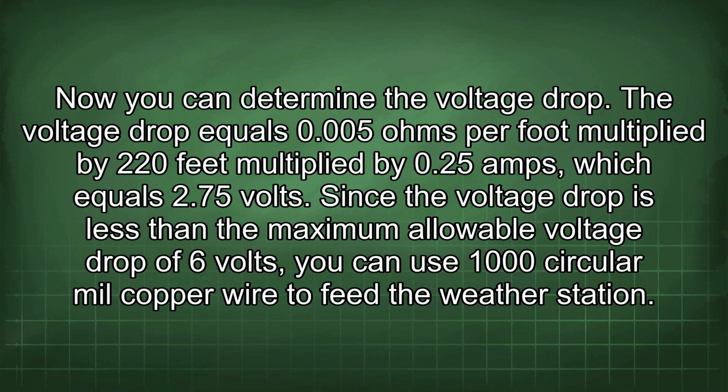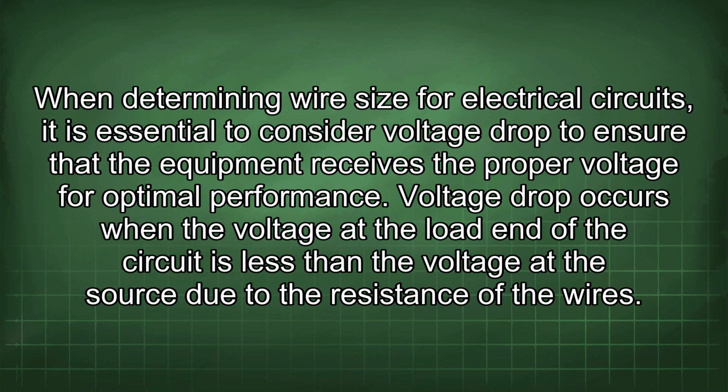Now you can determine the voltage drop. The voltage drop equals 0.5 ohms per foot multiplied by 220 feet multiplied by 0.25 amps, which equals 2.75 volts. Since the voltage drop is less than the maximum allowable voltage drop of 6 volts, you can use 1000 circular mil copper wire to feed the weather station. When determining wire size for electrical circuits, it is essential to consider voltage drop to ensure that the equipment receives the proper voltage for optimal performance.